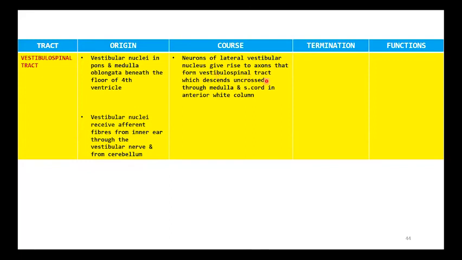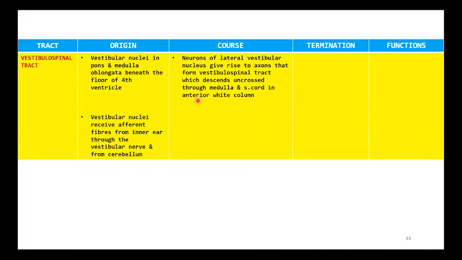This will remain ipsilateral. Remember, this pathway is ipsilateral, and it will not cross at the level of medulla. It will pass ipsilaterally down through the medulla and eventually enter the anterior white column of the spinal cord. So this is the course for the vestibulospinal tract, starting from the vestibular nuclei, then down towards the anterior white column of the spinal cord.